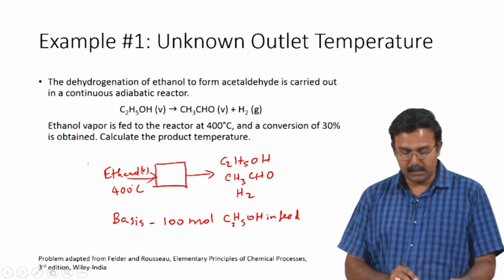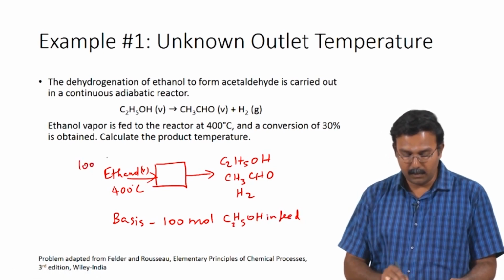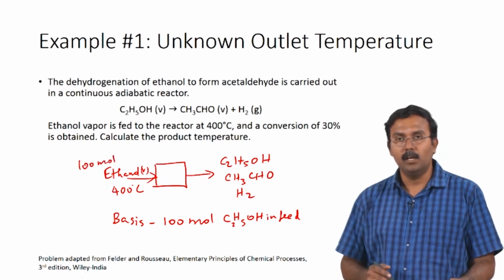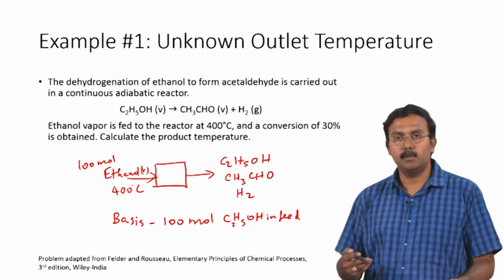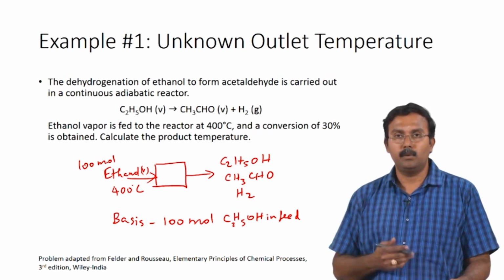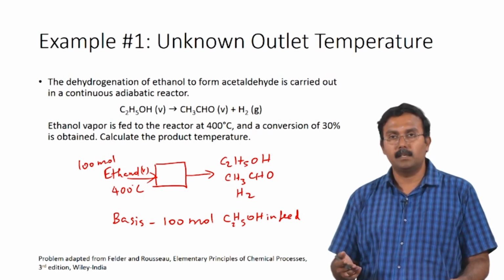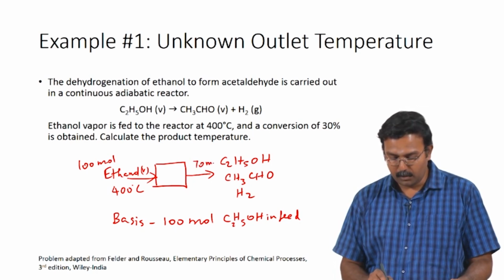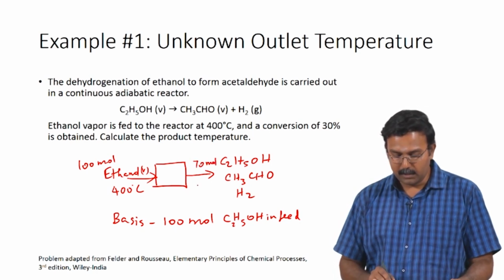So, once we have this, we can fill out the flow chart with 100 moles of ethanol coming in. By performing a simple material balance on ethanol, we know that 30% is converted, which means 30% of the ethanol is consumed. So, outlet would be equal to inlet minus consumption.